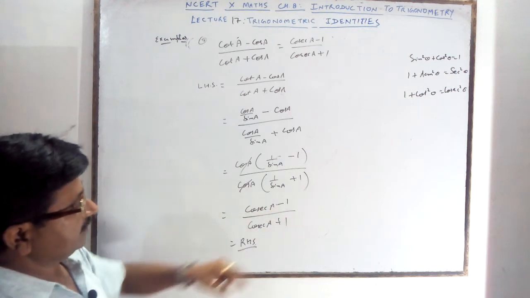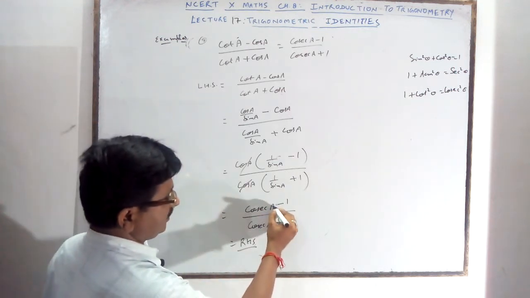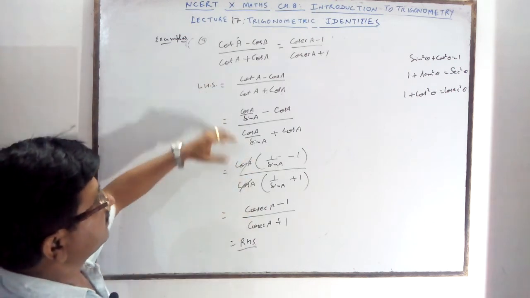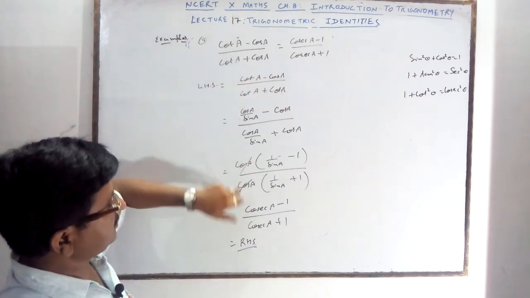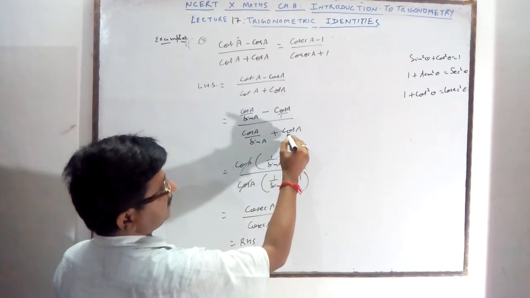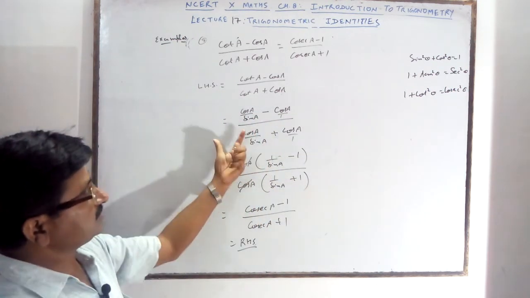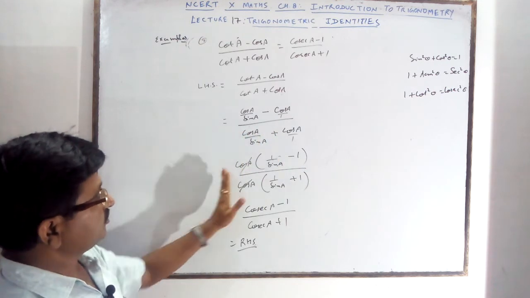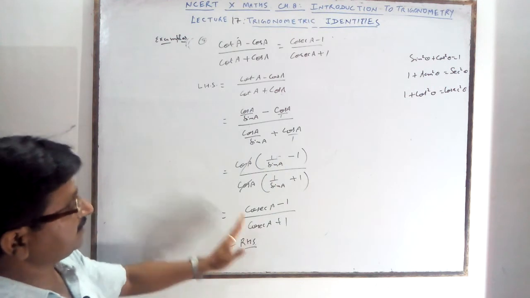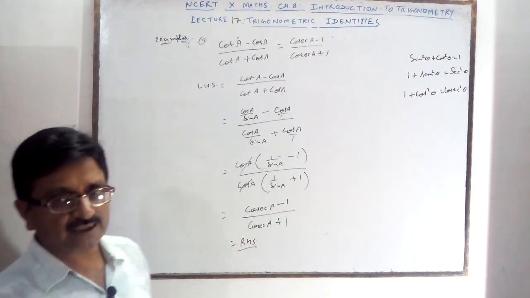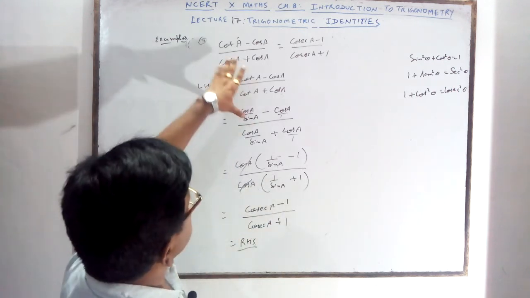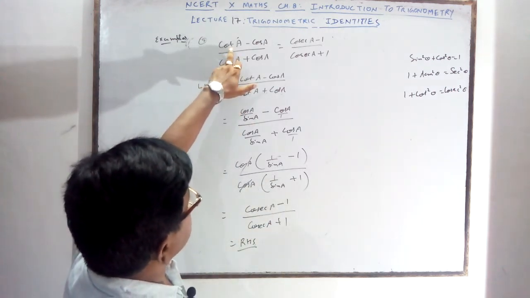Very simple. Cosec A minus 1, you only apply the identity, learn it, and you can easily get it. Cos is common, 1 upon sin, cos is common in both numerator and denominator. So cos is common in the numerator, so you are writing 1 upon sin minus 1, and 1 upon sin is cosec, and it is your RHS. Simply you can get the solution of this.